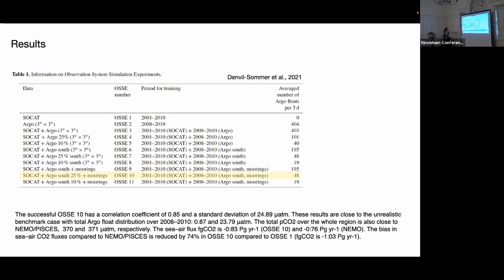As a mean, you can see this is very similar. It's 73 versus 71. I guess they don't have error bars, but it's really pretty good, and it does a good job also capturing the variability. And you only really need 48 Argo floats in this scenario, spread out over the South Atlantic. So again, much better than having to deploy 400.